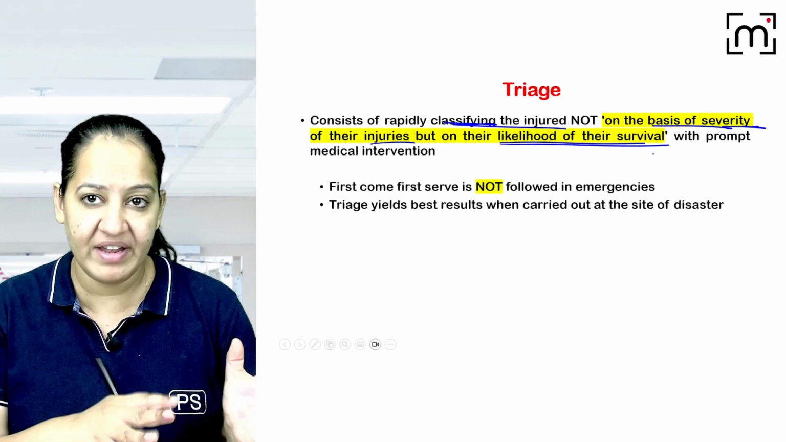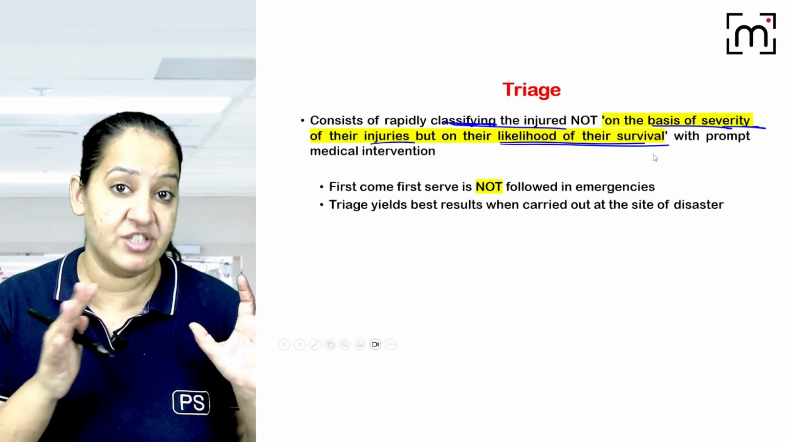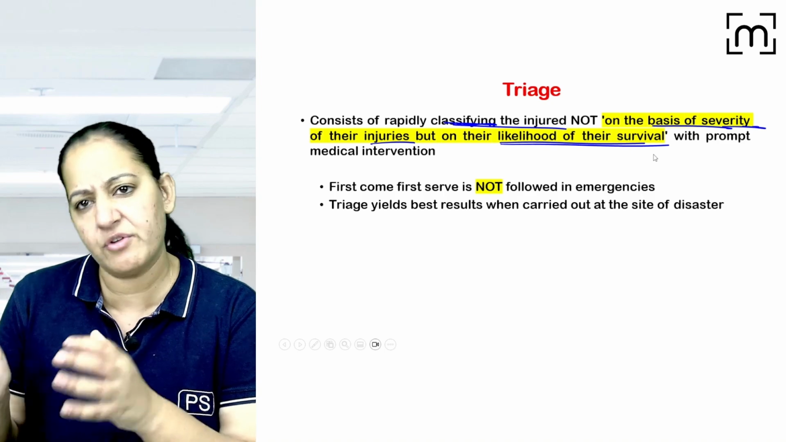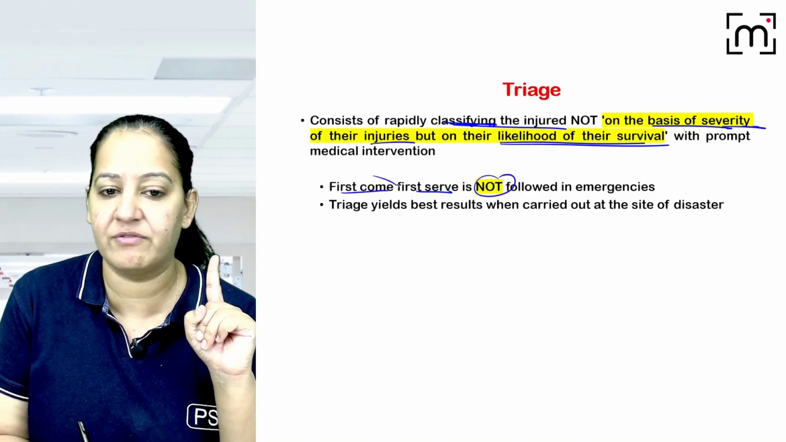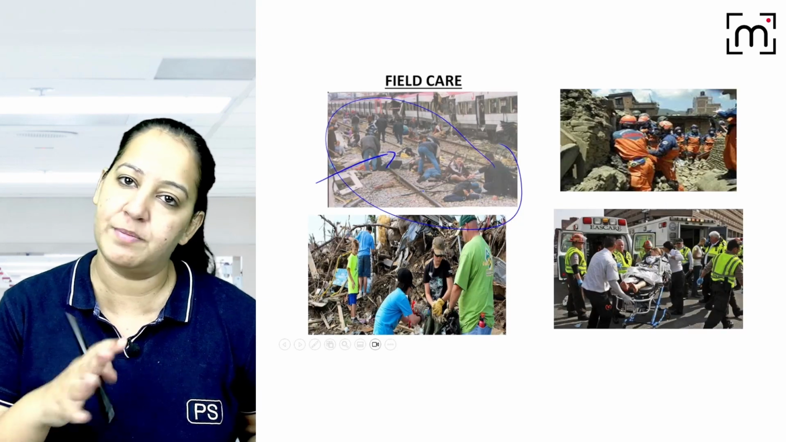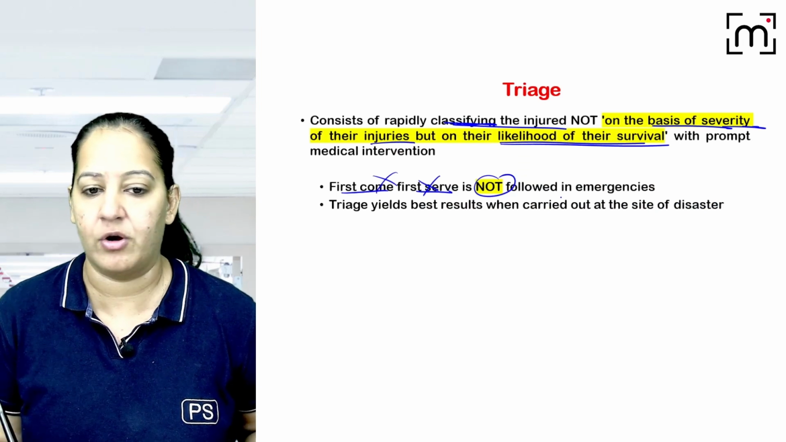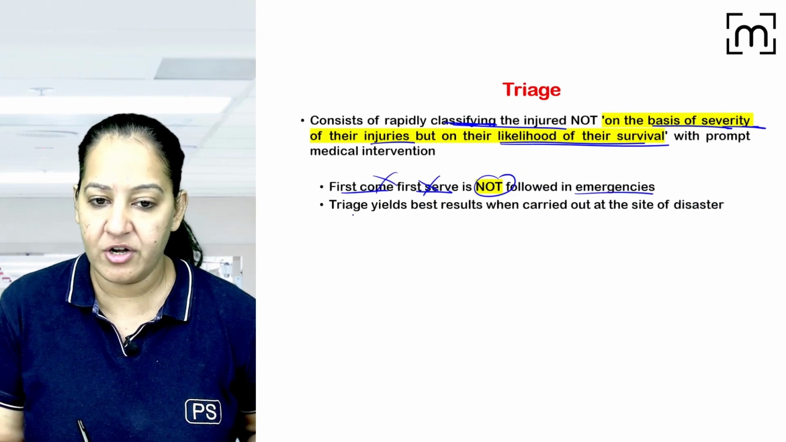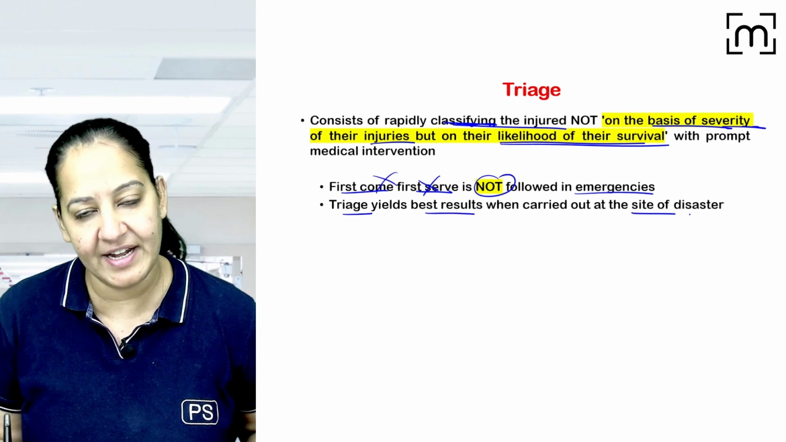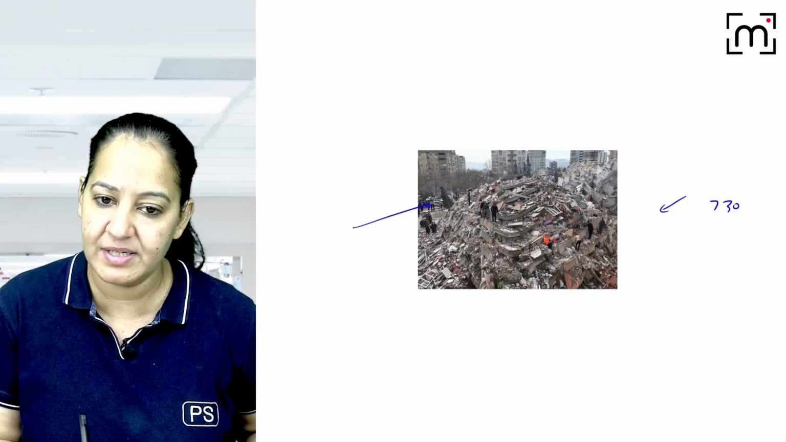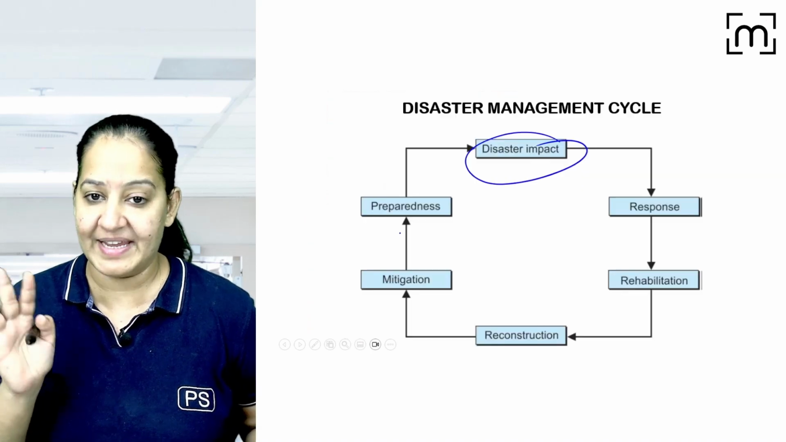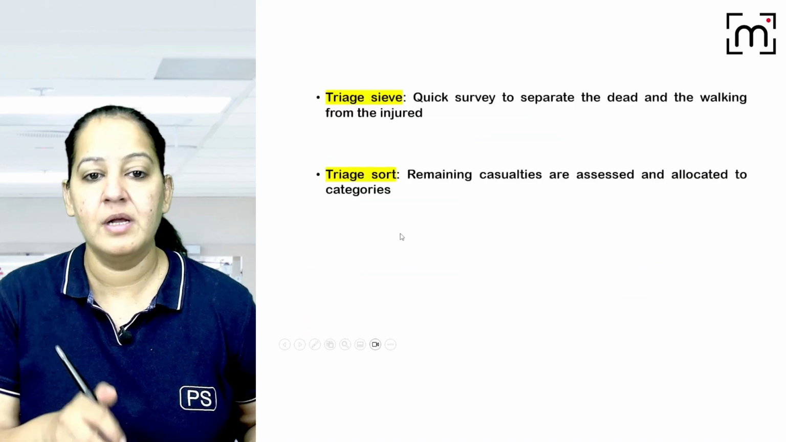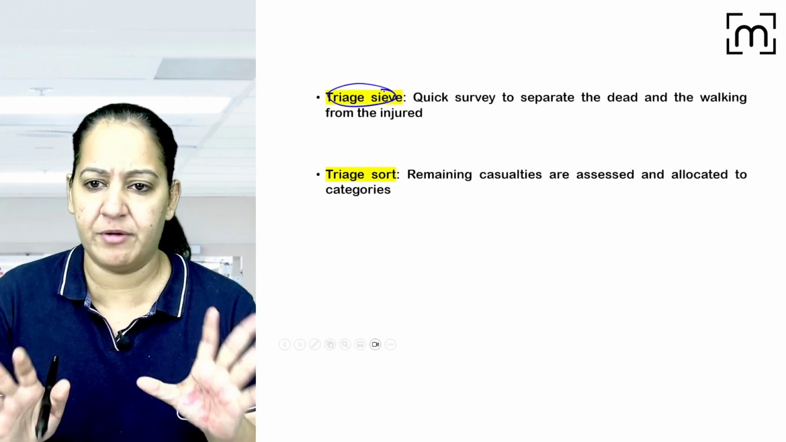Based on that, we do the triage and we classify them: which is ultra urgent, which is urgent, which is not very urgent. It is not on the basis of first come first serve. This principle is not followed in this situation. It is not that the one who comes first in the hospital is treated first. It is not followed in emergency. Triage gives the best result when carried out at the site of the disaster. At the site of the disaster only, just classify them according to their category and then shift them to the hospital. Triage sieve is a very quick procedure.